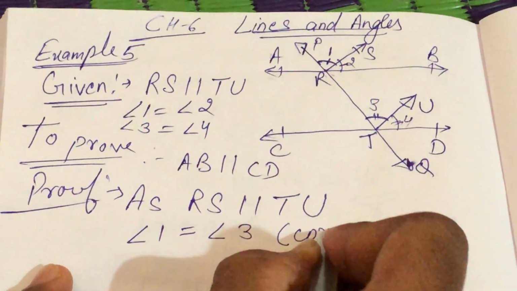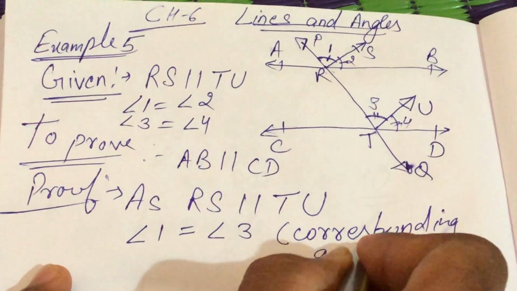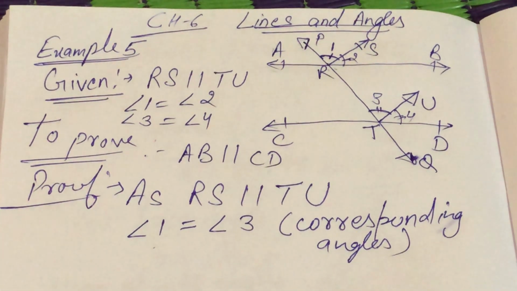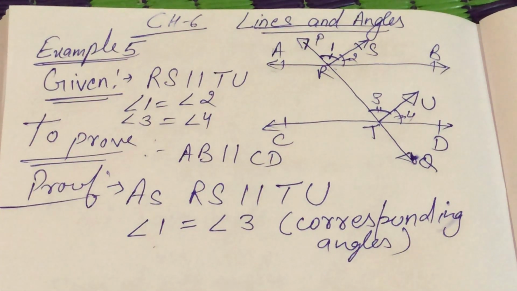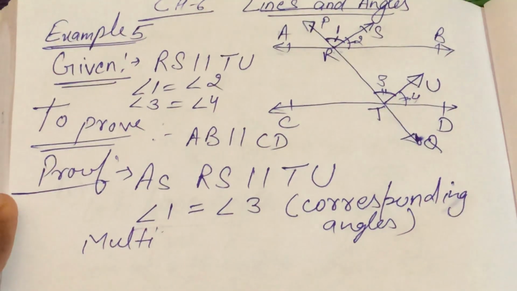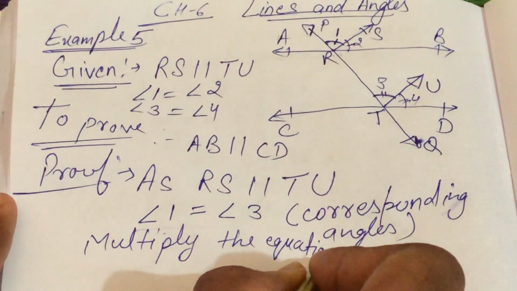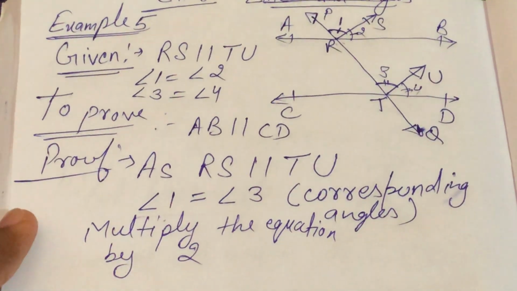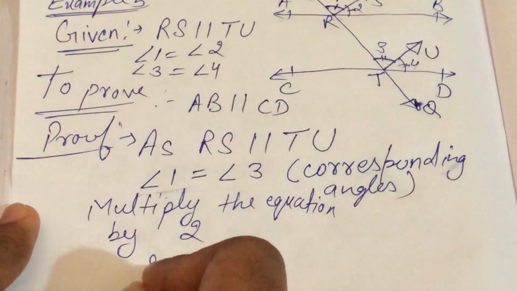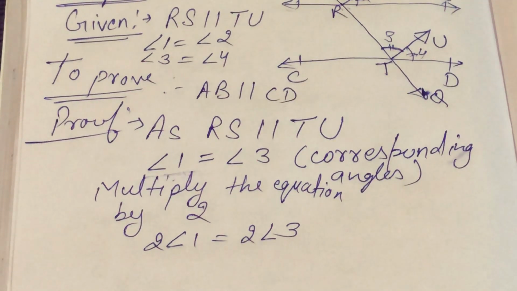I'll write the reason: corresponding angles. Now what do you do? Corresponding angles, angle 1 and angle 3. Multiply the equation by 2, both sides. Now if we multiply this equation by 2, what are we getting? 2 times angle 1 equals 2 times angle 3.